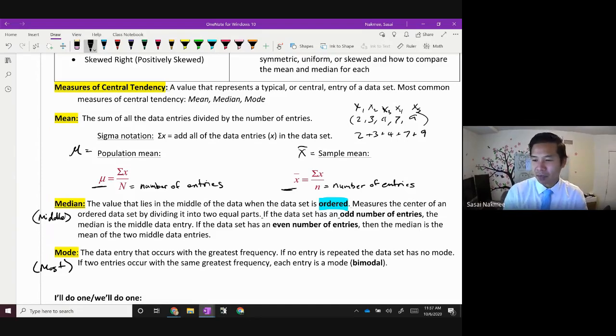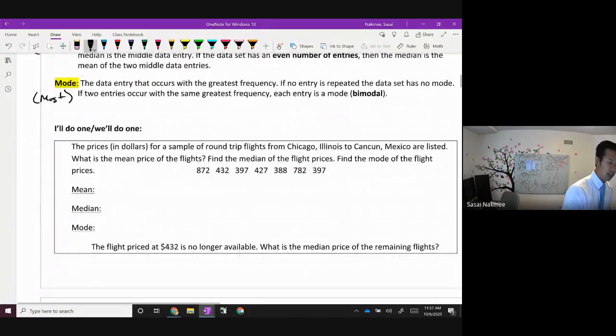And if none of this is making sense, let's just go ahead and do a problem and calculate the mean, the median, and the mode of a specific data set. Okay, and you'll see it. Once you start doing this, you're going to be like, oh yeah, you've done this before. This isn't actually that hard.